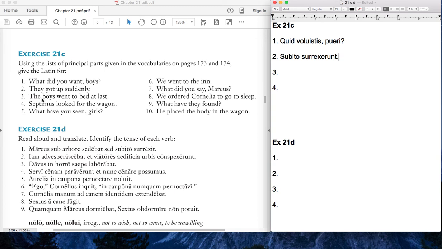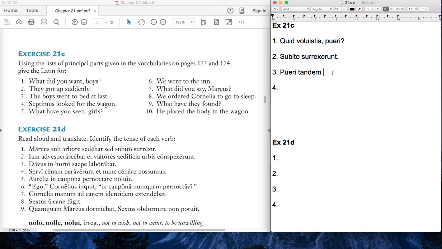So now we attach those two, and that is how we say suddenly they got up, or they got up suddenly. The boys went to bed at last. So again, let's take care of the easy parts first. The boys, nominative, they're the subject. At last is the adverb tandem, finally or at last. And then all that's left is this verb phrase here, went to bed.